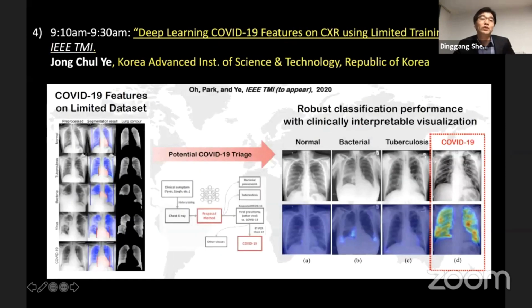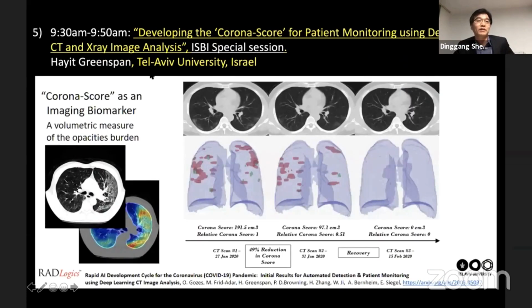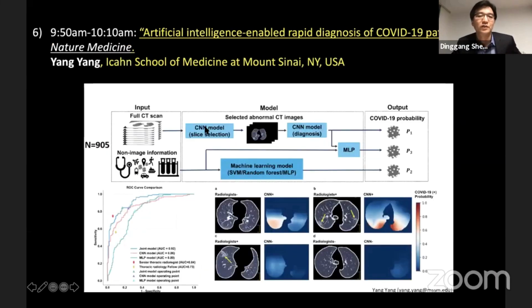So the number 4 paper actually will be presented by Dr. Ye from Korea. So he will talk about the deep learning algorithm, trying to do the identification using X-ray images, and he will be talking mainly about the small data set, like how to develop algorithms to solve the small data issues. And the number 5 paper will be presented by Hayit Greenspan from Israel. So she basically developed a method to segment all the infections from the image, and then use a quantitative way, like a relative score. For example, you have more infection as a 1, less infection, for example, 0.51, or no infection 0. So this is the method she is going to talk about.